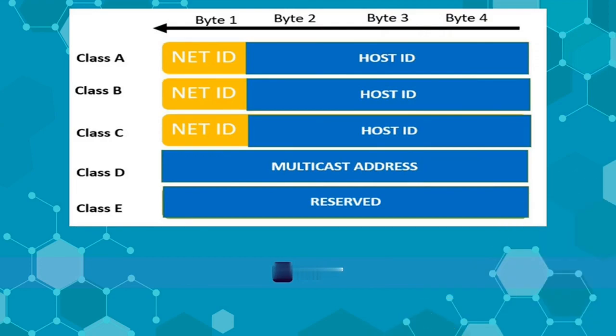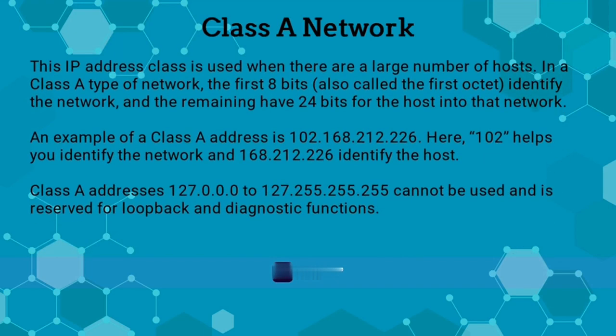IP address classes: Class A, B, C, D, E. Class A network. This IP address class is used when there are a large number of hosts. In a Class A network, the first 8 bits, also called the first octet, identify the network and the remaining 24 bits identify the host in the network. An example of a Class A address is 102.168.212.226. Here, 102 helps you identify the network and 168.212.226 identifies the host.